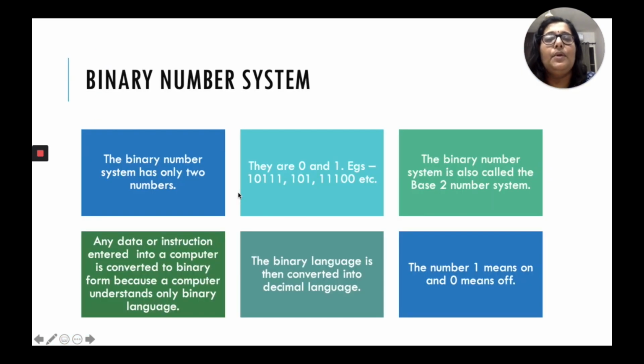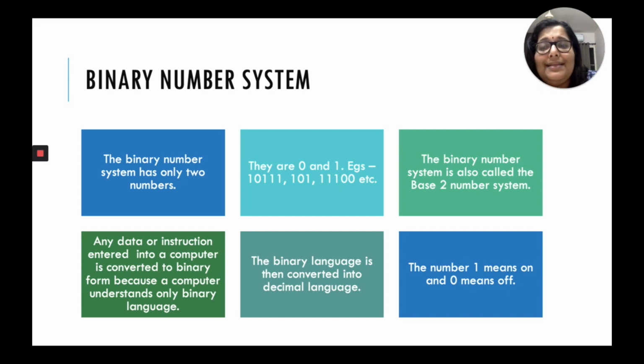Now we are going to discuss what a binary number system is. So let's read through it and I'll explain the major points. The binary number system has only two numbers. There are only two numbers in the binary system. They are 0 and 1. Examples are 10111, 101, 11100, etc. The binary number system is also called a base 2 number system. Why is it base 2? Because it has only two numbers involved in it.